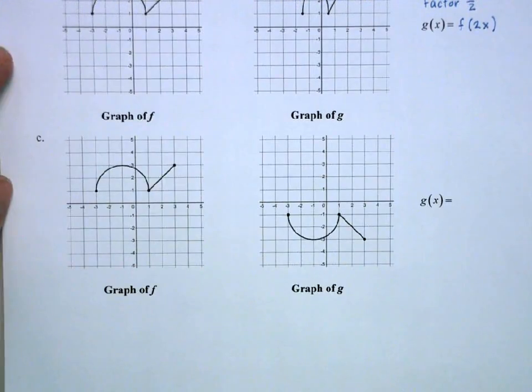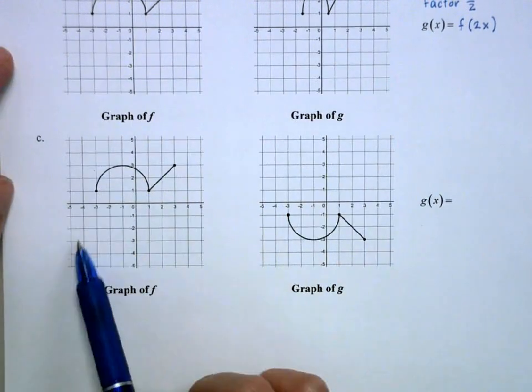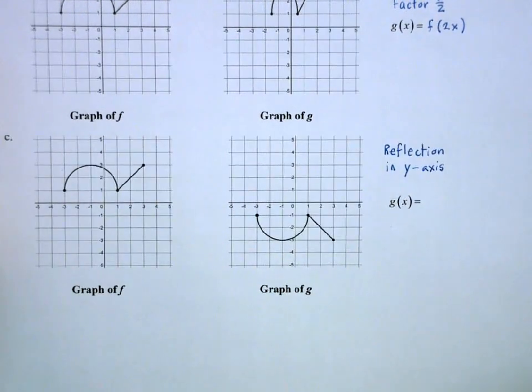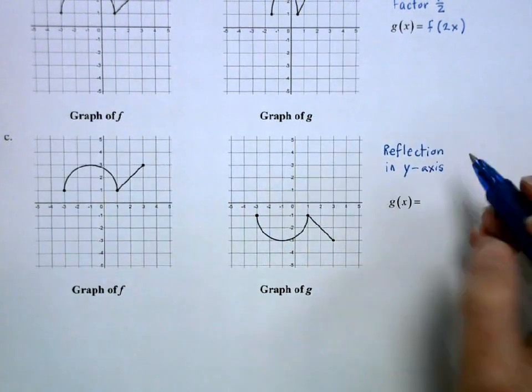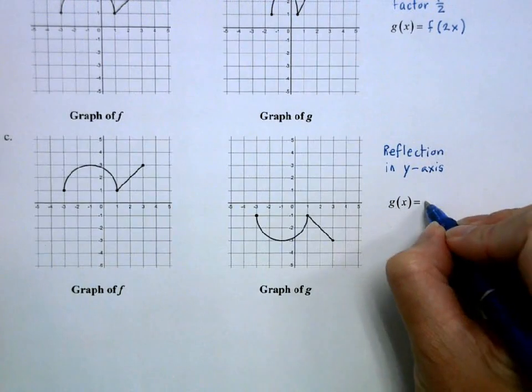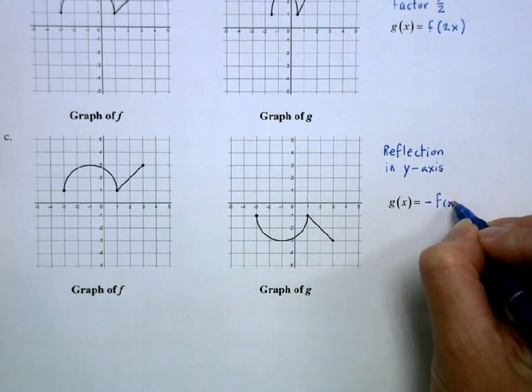Here, the whole thing gets flipped over the x-axis. So if that's the case, g of x is going to equal the opposite of f of x. It makes all the y values opposite of what they were.